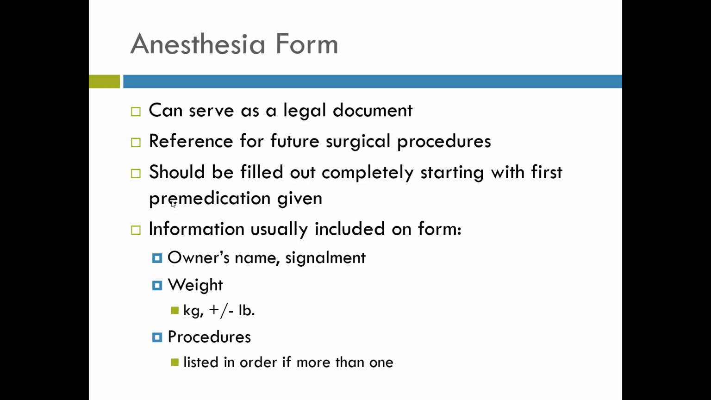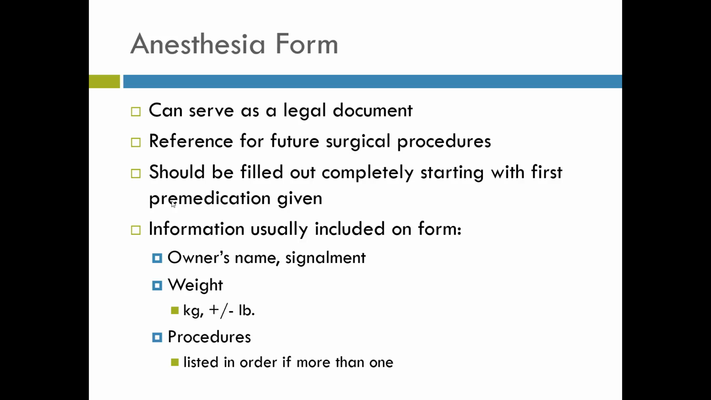Any type of anesthetic that we are going to do for that patient needs to be recorded on this anesthesia form. This should be filled out completely starting with the first pre-medication given. Anything you're doing with anesthesia gets recorded on this sheet. Information usually included on the form is the owner's name, the signalment, the weight in either pounds or kilograms, depending on your practice. And then we're going to list the procedures listed in order if more than one.